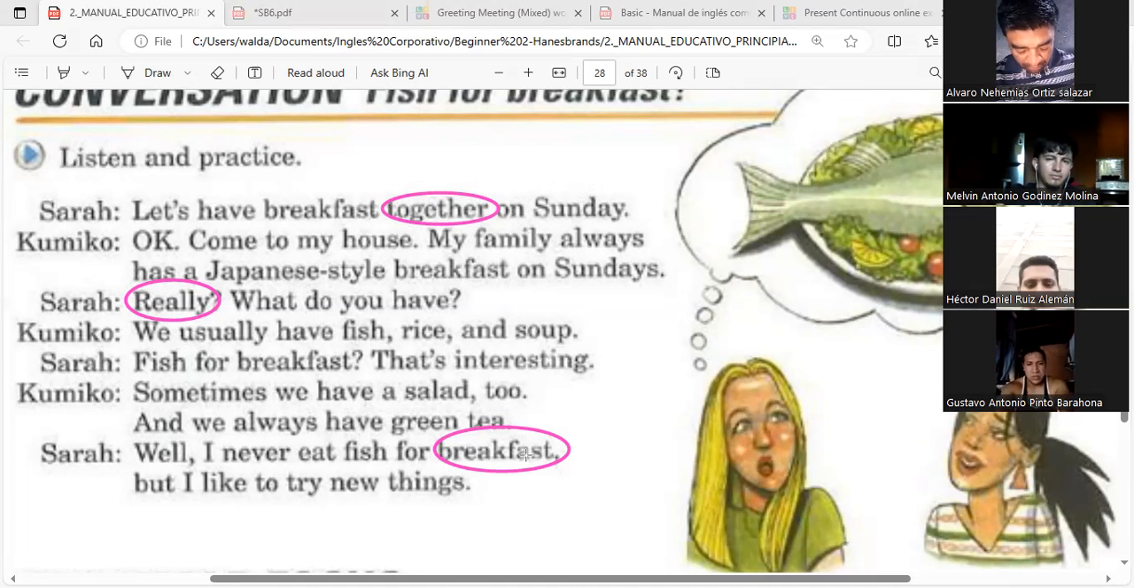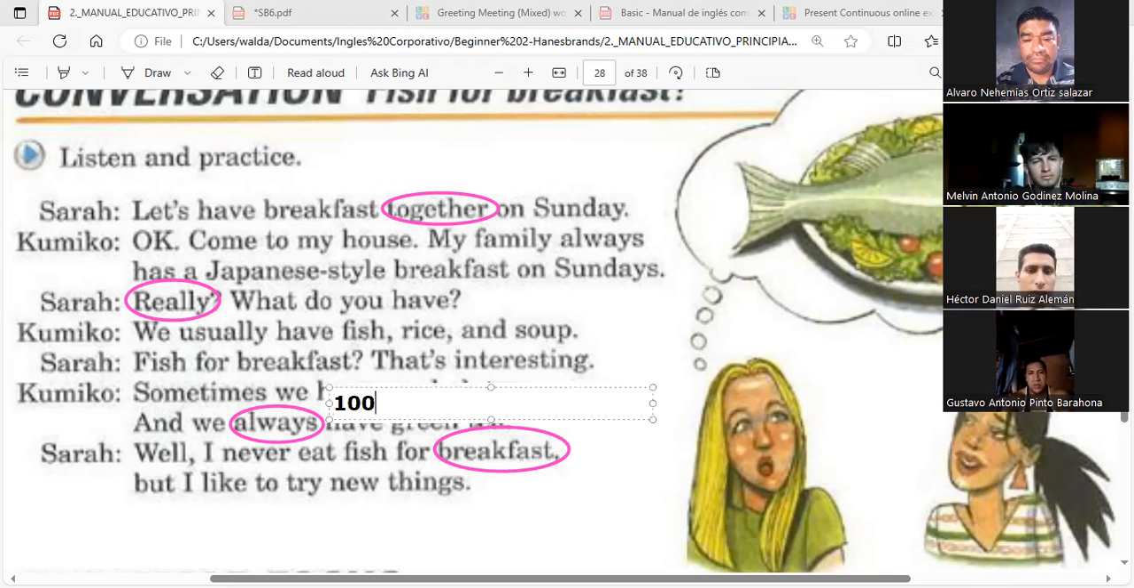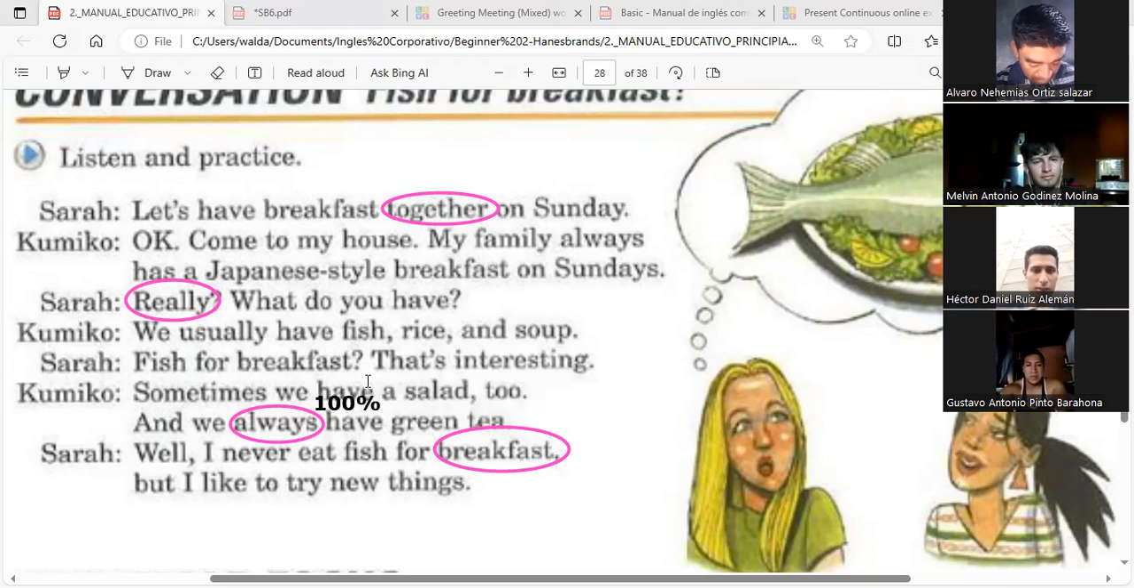Any words that you don't understand? Always. Okay, that's a good question. Always means 100% of the time. That's always. 100%. Siempre. Good. Any other words?